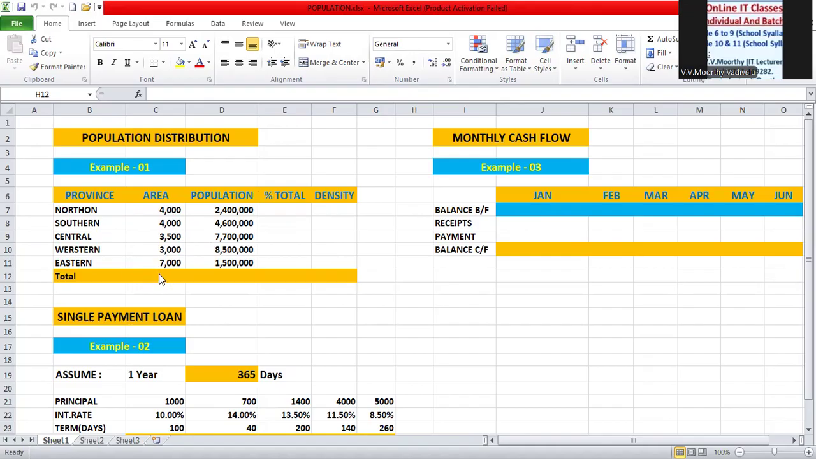So now, find out the total. Just keep the cursor here. Say equal sum, auto sum or equal sum. Highlight that part, then press enter. So likewise, copy this. From this one, you can copy this.